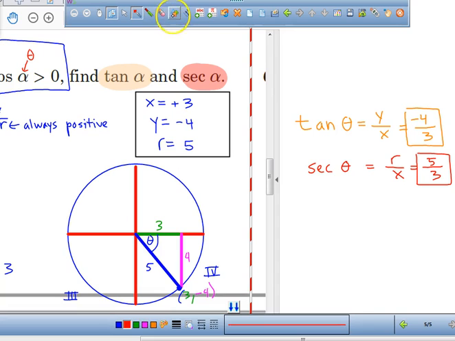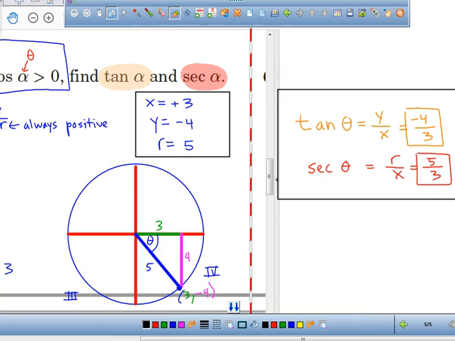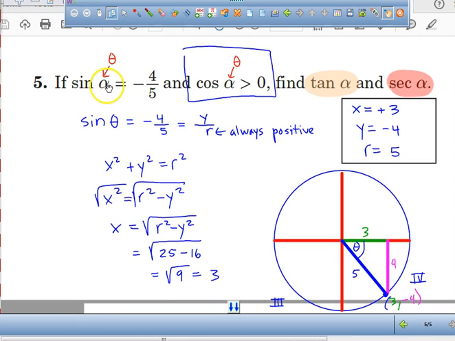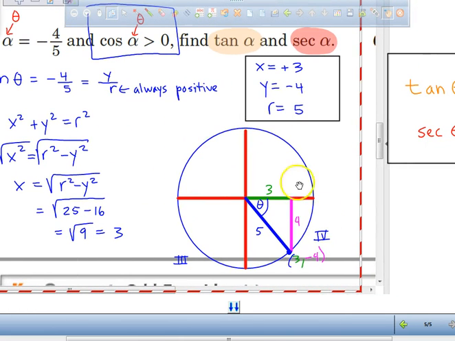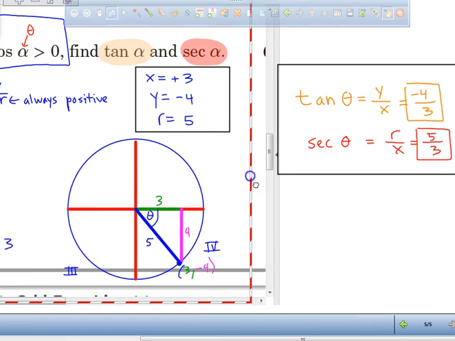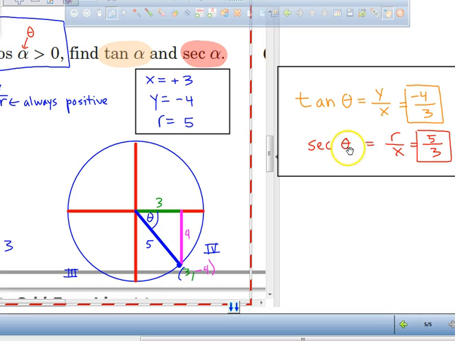So for my final answer for this particular problem, what did we start with? We started with the sine of theta. And we realized that the cosine of theta had to be greater than 0, which placed us in the 4th quadrant, not the 3rd quadrant. And using these values right here, the 3, the negative 4, and the 5, we found the tangent of theta and the secant of theta. And these are your exact answers.